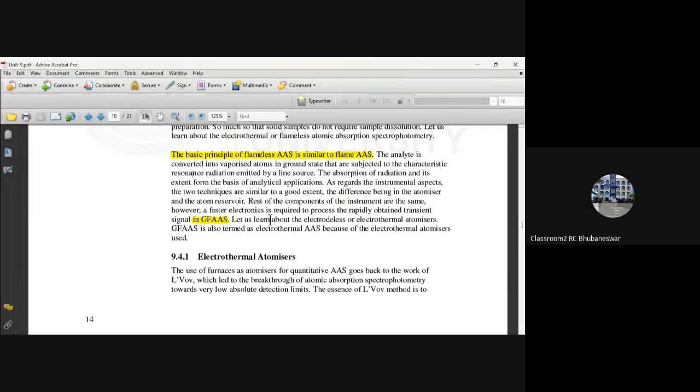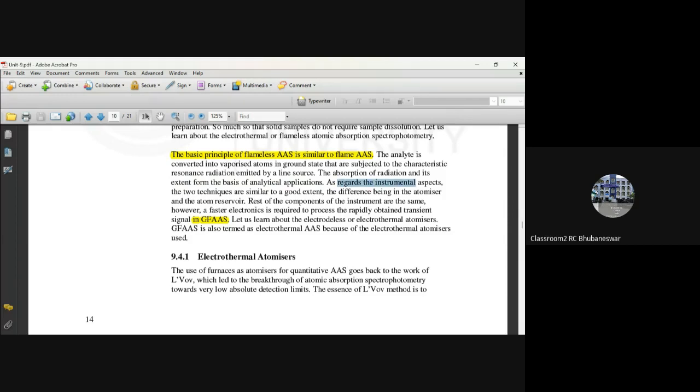The basic principle of flameless AAS is similar to flame AAS. The basic principle is the same. The analyte is converted into vaporized atoms, here also in the ground state, that are subjected to the characteristic resonance radiation emitted by a line source. Then the absorption of radiation and its extent form the basis of your analytical applications. So the basic principle is almost the same as for flame AAS. The only change here is that your atomization process is different.